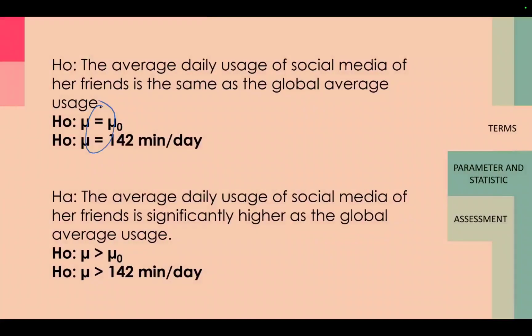So in Sophia's problem, the null hypothesis was that it's equal to 142 minutes per day, but you want to find out if the average daily usage of social media of her friend is significantly higher. So you probably make use of the greater than symbol. If the H0 makes use of the equality symbol, the HA makes use of greater than, less than, or not equal to. These are the only symbols related to the null and alternative hypotheses.